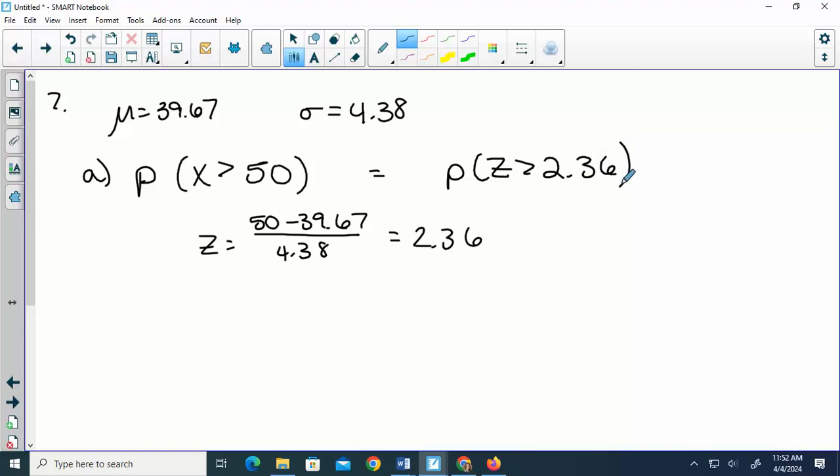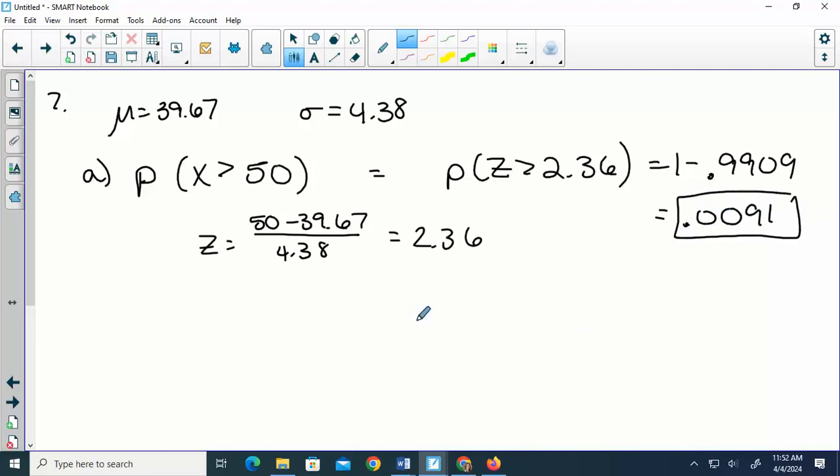How do we do greater than? So 1 minus, and then we look up 2.36 on our Z table, and that is 0.9909. So if we subtract those, we get 0.009.